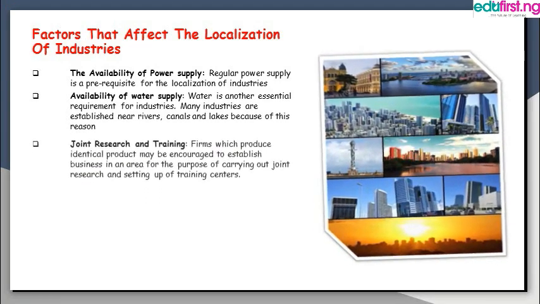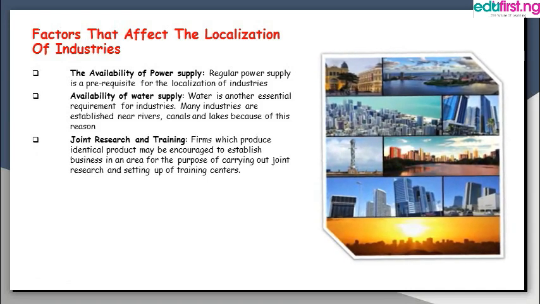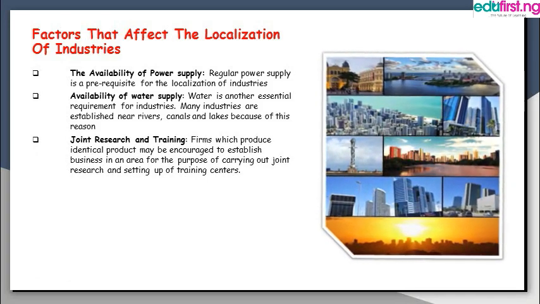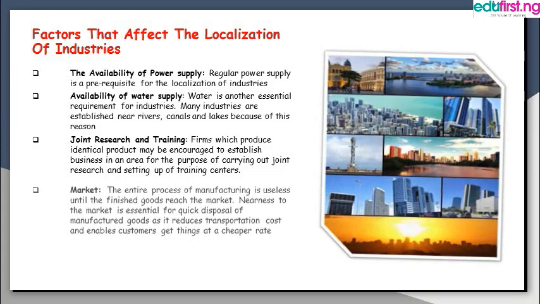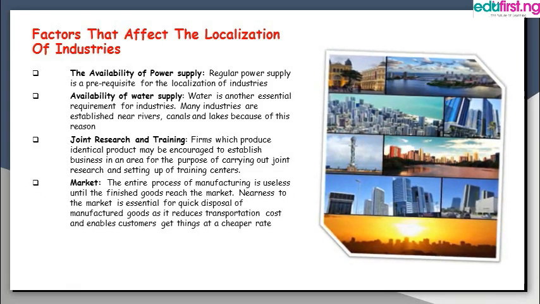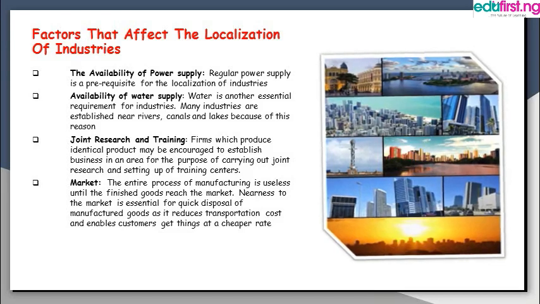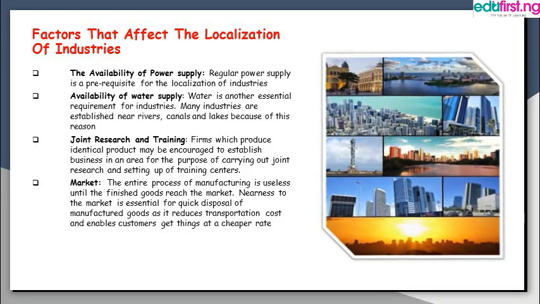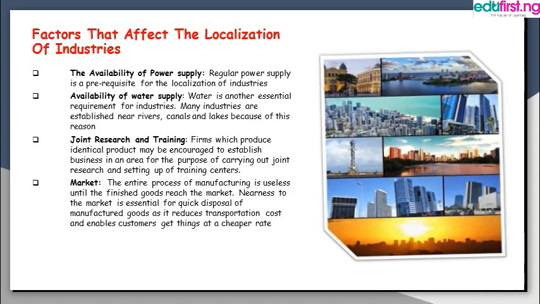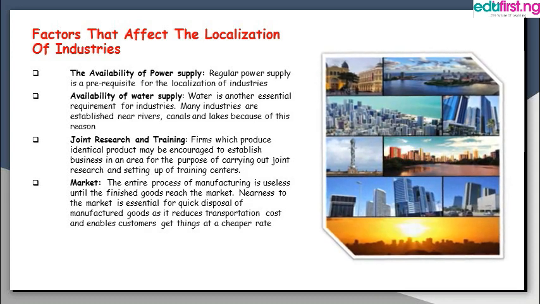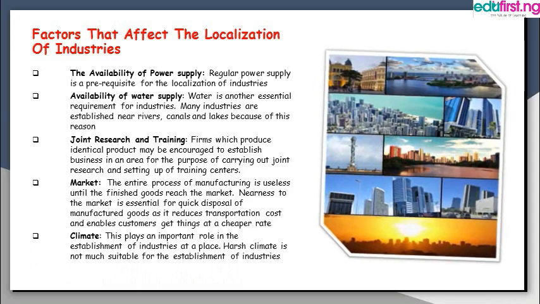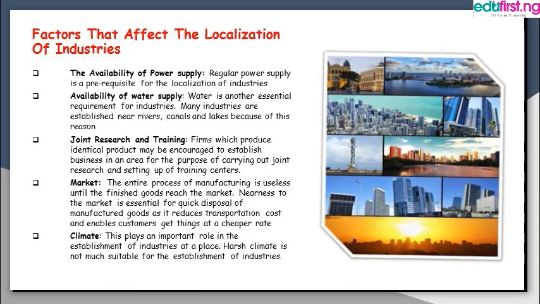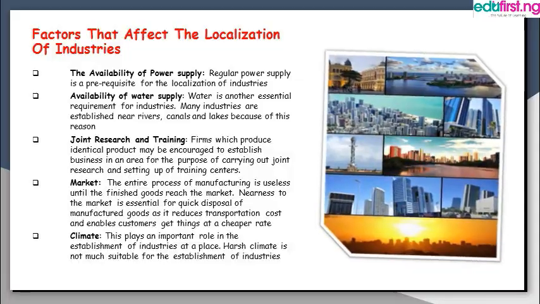Number five, joint research and training. Businesses might want to come together to establish joint research and training centers. Number six, the closeness to the market, the nearness to the market. Businesses would be useless, products could be useless if they are not able to get to their target market. So the business will have to consider its closeness to the market. Number seven, the climate. Harsh climates are not suitable for the establishment of industries.